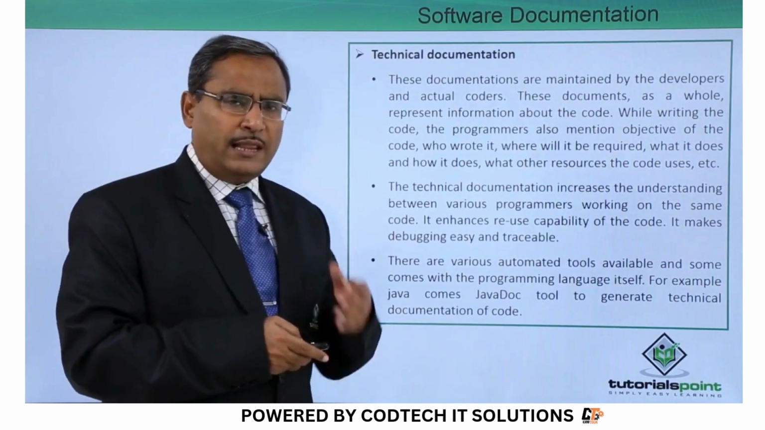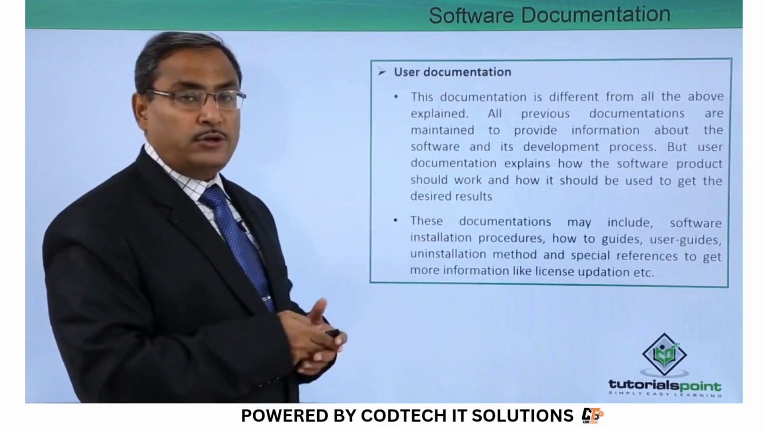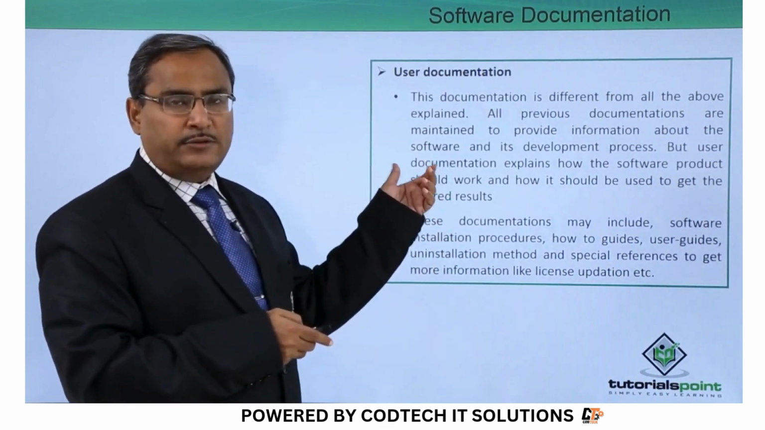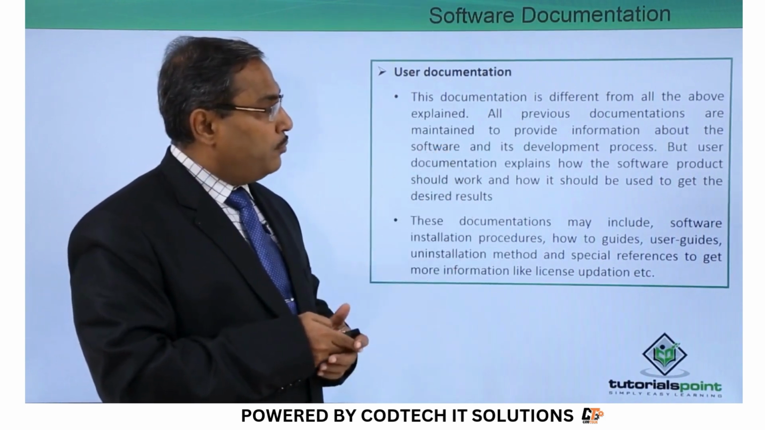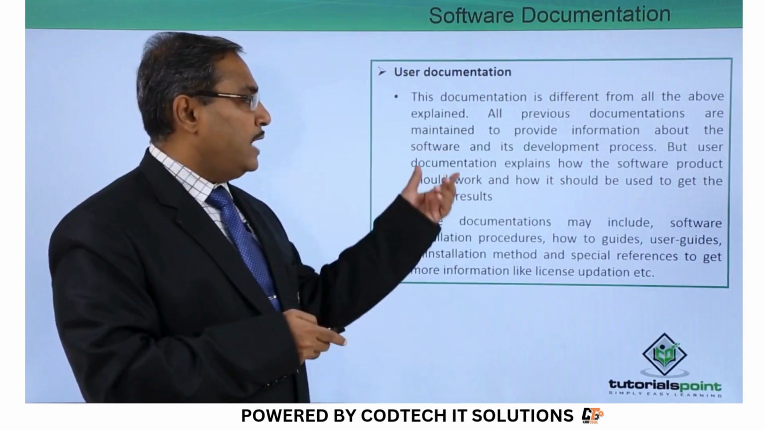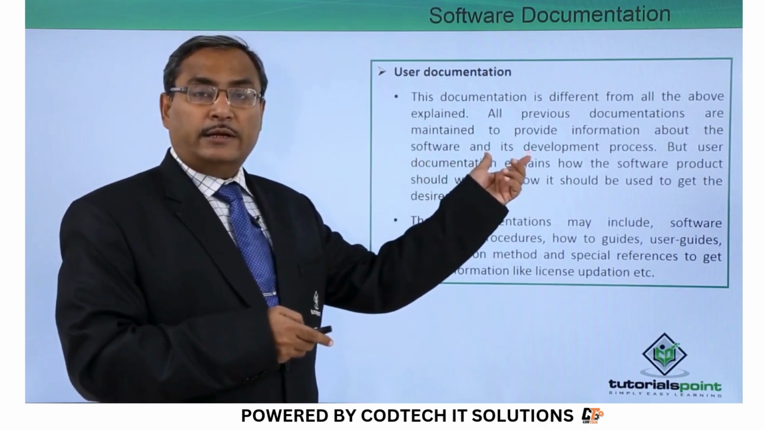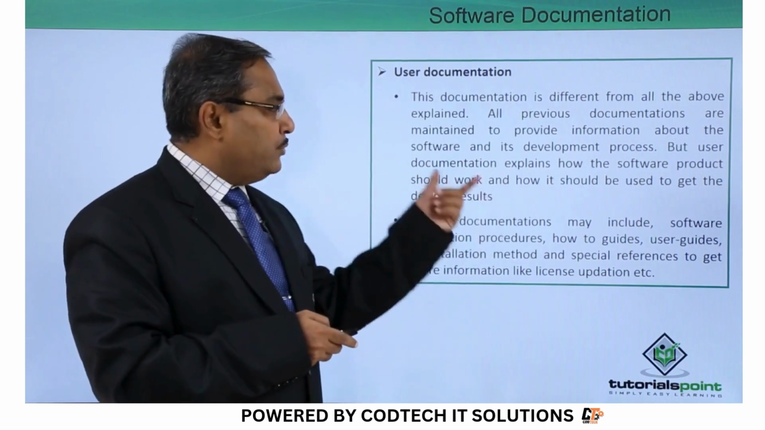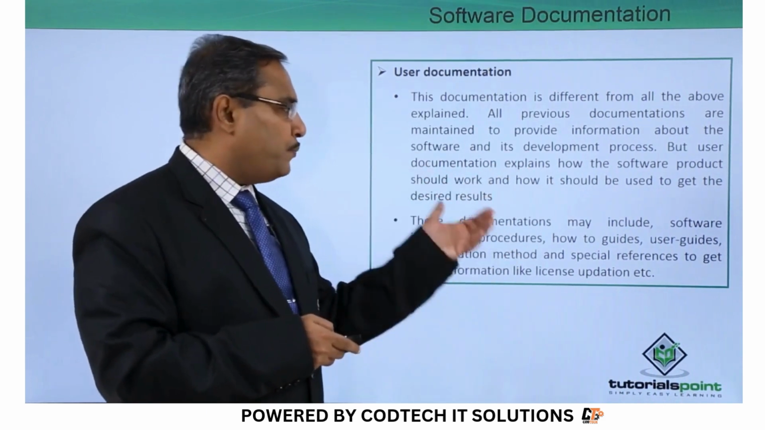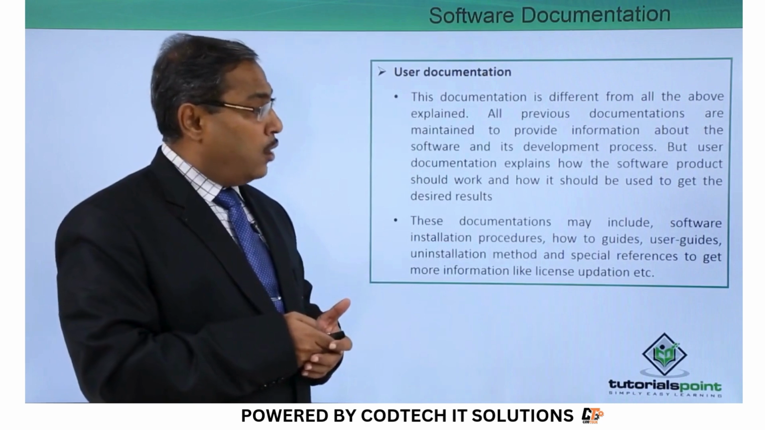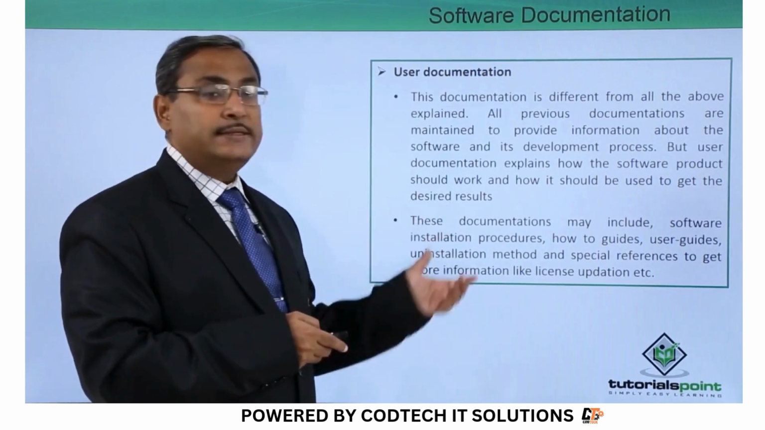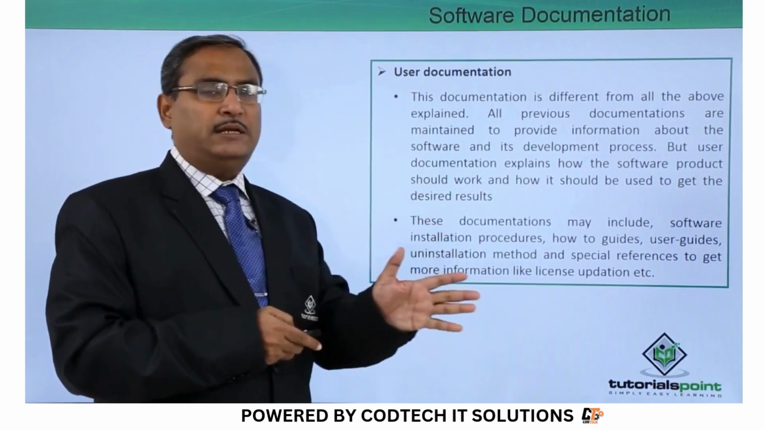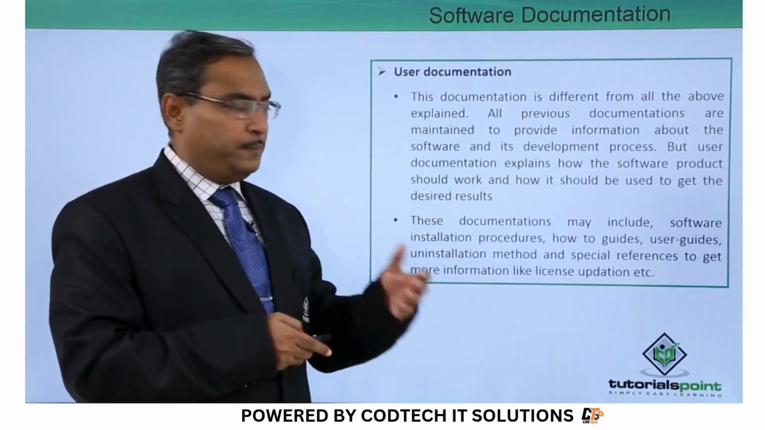Now let us go for the last type of documentation, that is the user documentation. This documentation is different from the above three categories. All the previous documentation is maintained to provide information about the software and its related development process, and obviously the implementation process. But user documentation explains how the software product should work and how it should be used to get the desired results. That's why it is called the user documentation. From the user perspective, this documentation will be prepared.